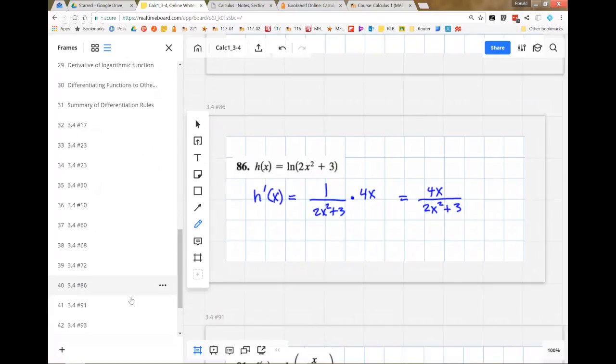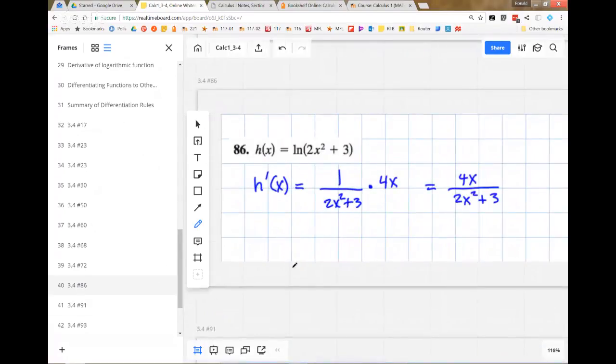86. So here we're given a natural log. And remember the derivative of a natural log is 1 over that thing. So what's the derivative of the natural log of 2x squared plus 3? 1 over 2x squared plus 3. And because 2x squared plus 3 is the inner function, what's the derivative of 2x squared plus 3? 4x. So that's where that 4x comes from.